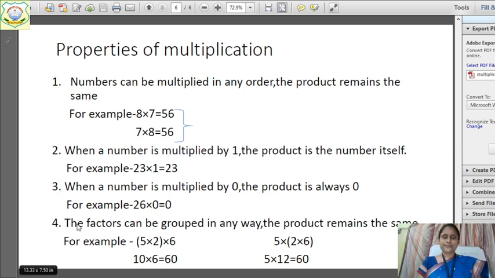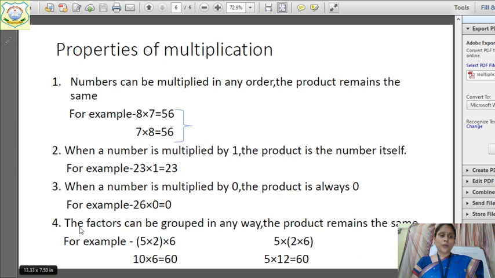2 zeros are 0. 3 zeros are 0. You multiply 15 by 0, how much will you get? 0. 20 by 0? 0. 45 by 0? 0. 100 by 0? Again 0. You can take any number. 256 by 0? 0. So when we multiply any number with 0, the product is always 0. So children, I hope these properties are clear to you.